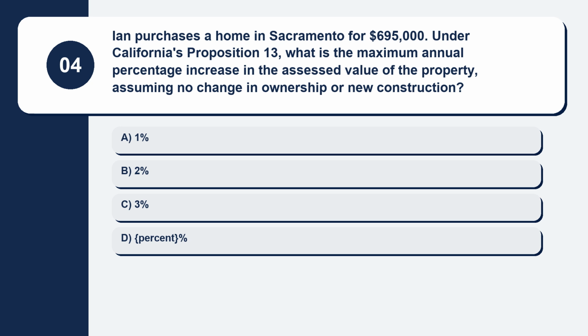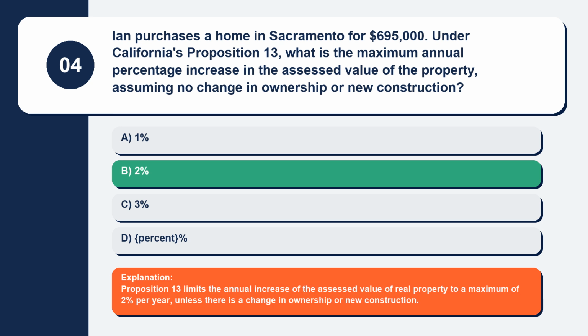Question 4. Ian purchases a home in Sacramento for $695,000. Under California's Proposition 13, what is the maximum annual percentage increase in the assessed value of the property, assuming no change in ownership or new construction? Here are your options. Option A, 1%. Option B, 2%. Option C, 3%. Option D, percent. The correct answer is option B, 2%.